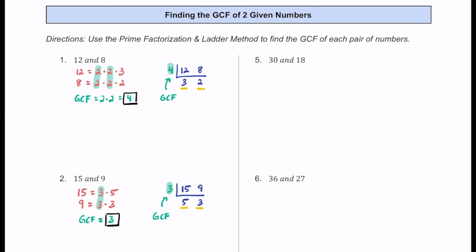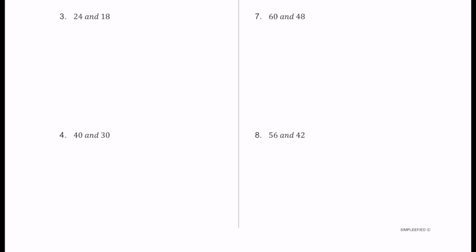Okay, let's move on to number 3. For number 3, we have 24 and 18. So for 24, I think we already did this one, so you can copy that prime factorization if you want. But we know 2 times 12, 12 breaks into 2 times 6, and 6 breaks into 2 times 3. So that's the same prime factorization for 24 we got earlier. 18 can divide by 2, and we're left with 9, and 9 breaks into 3 times 3.